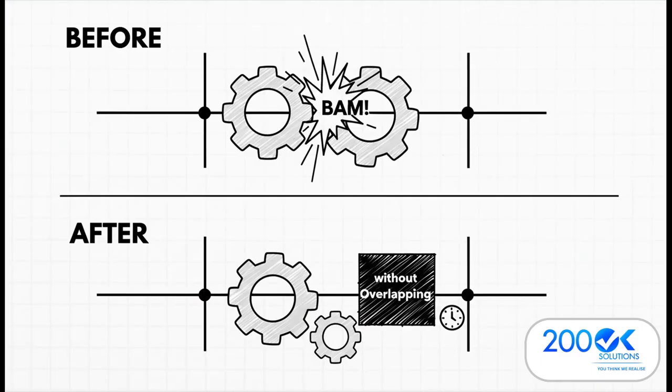This one is huge. Imagine you have a task that's supposed to run every single minute, but for some reason, one time it takes 90 seconds to complete. Without this, the scheduler would try to start a second instance of that task before the first one is even finished. By just adding dot withoutOverlapping, you completely prevent that race condition. It is an absolute lifesaver.